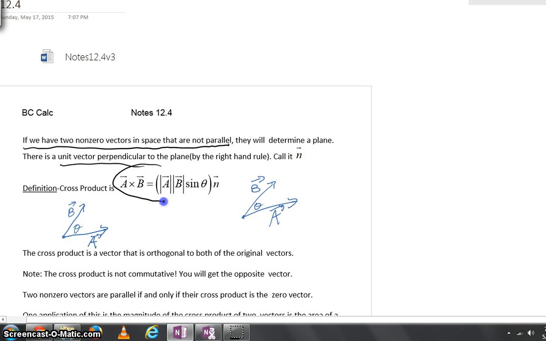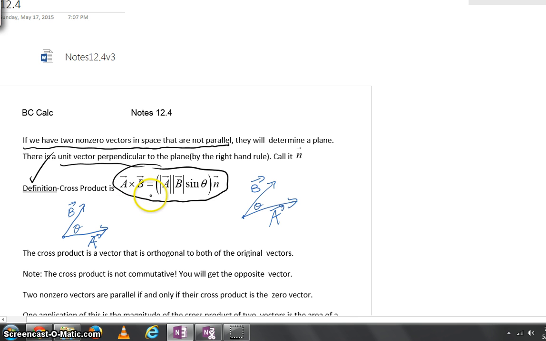The cross product, very important definition here, is that vector A cross vector B would be the length of A, the length of B multiplied together, times the sine of the angle between them, multiplied to this unit vector that corresponds to our right-hand rule.